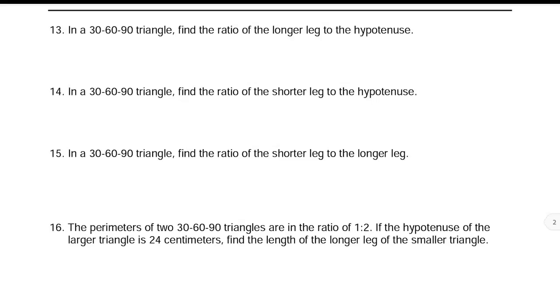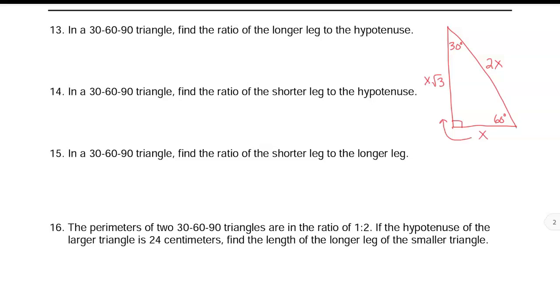In a 30, 60, 90 triangle, find the ratio of the longer leg to the hypotenuse. Well, I would want you to redraw our original triangle. We had a right angle here, we had 60 degrees here, 30 degrees in the other angle. Across from the 30 is x. Double that to get the hypotenuse. So put 2x on the hypotenuse, and then take the x and multiply by root 3 to get the longer leg.